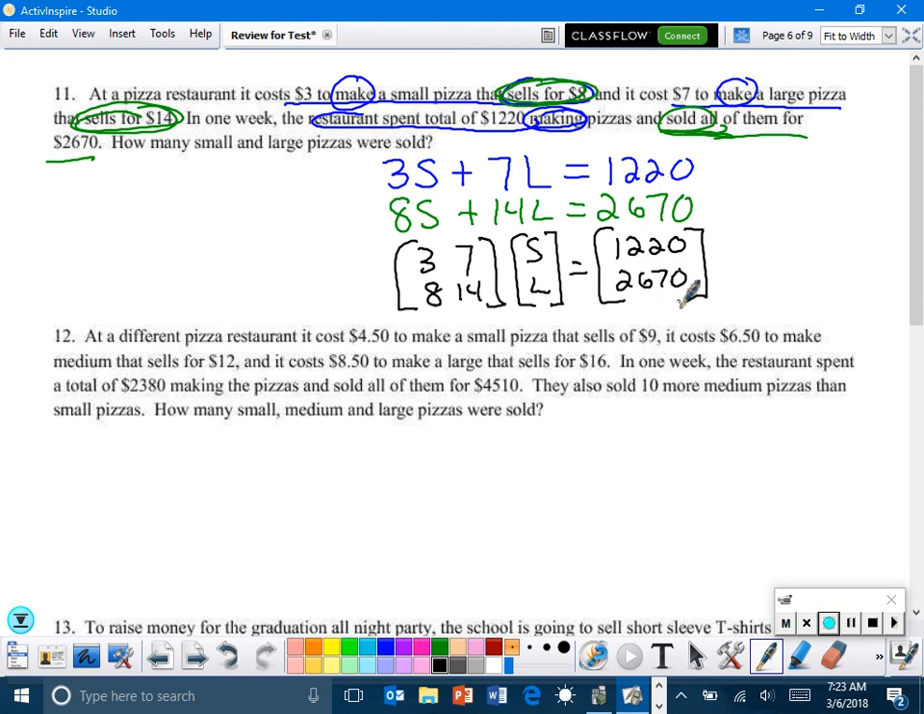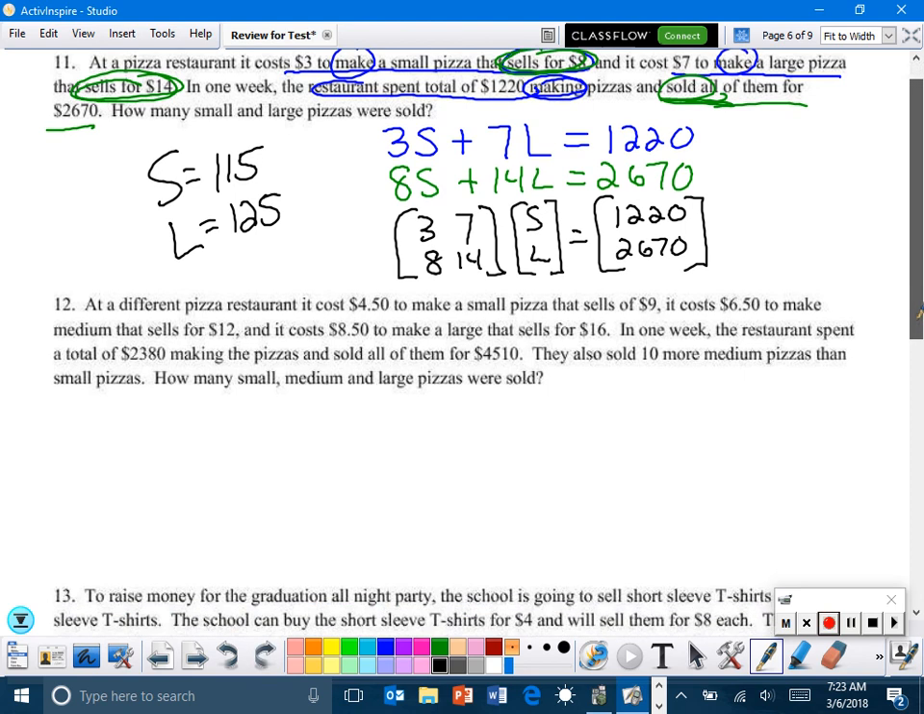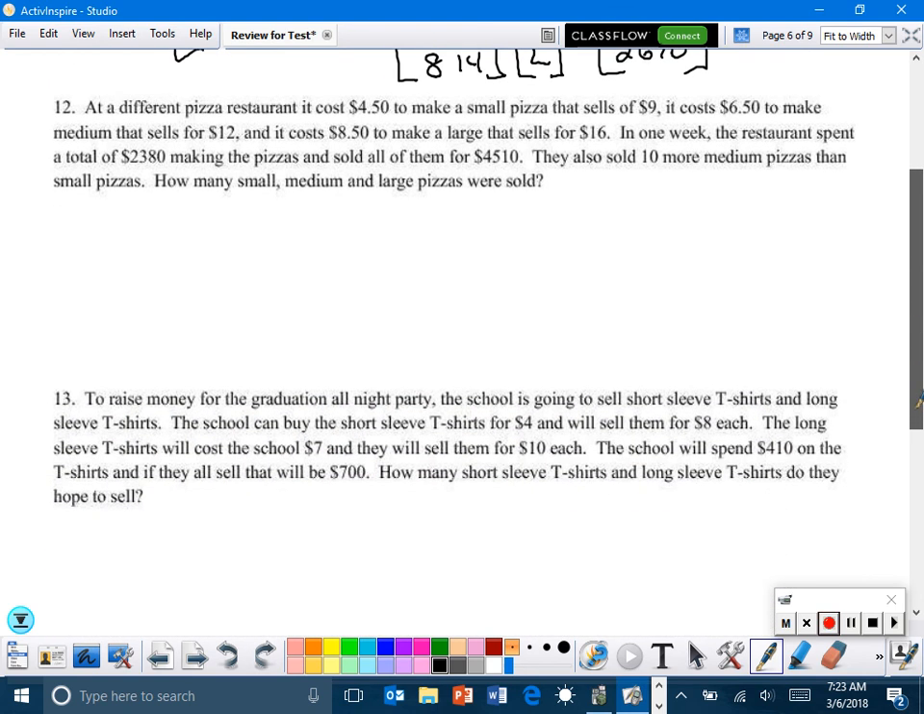Okay, so you're going to have to change your dimensions to a 2 by 2 and 2 by 1. Type that into your calculator, and you find out they sold 115 small and they sold 125 large. Again, pause it if you need to and use your calculator and check it out. Okay, moving on. Number 12.